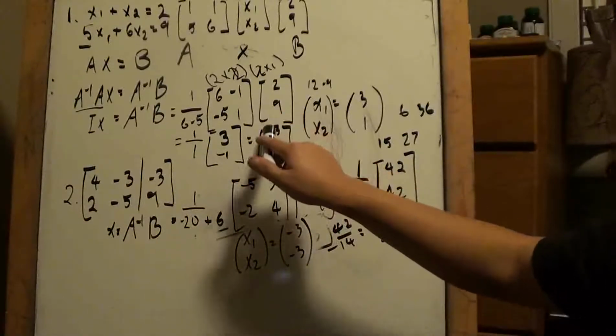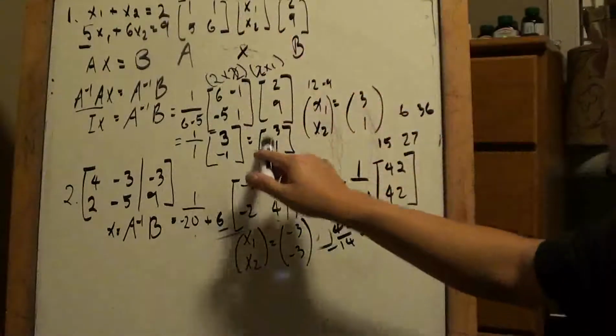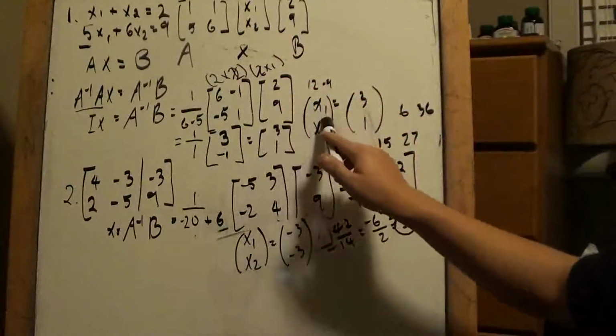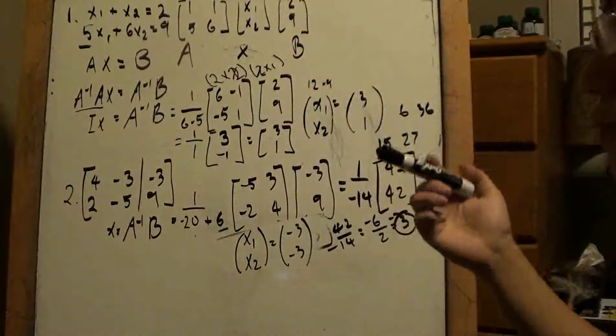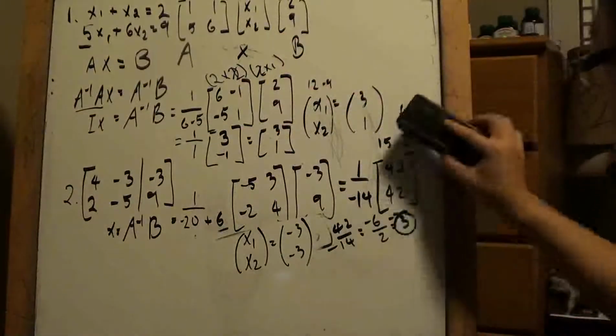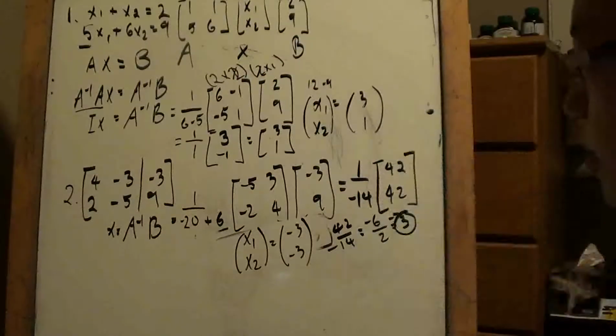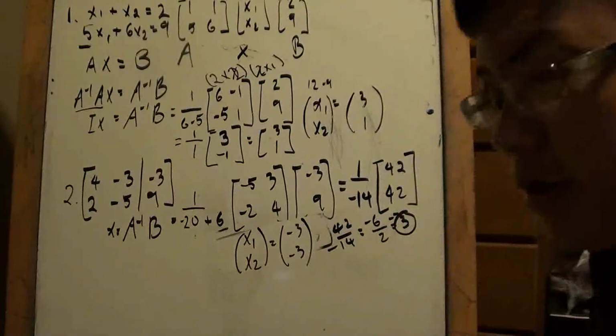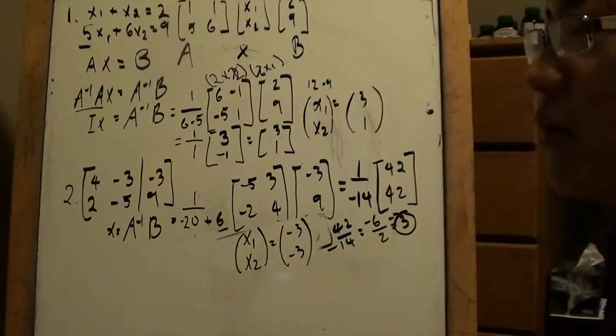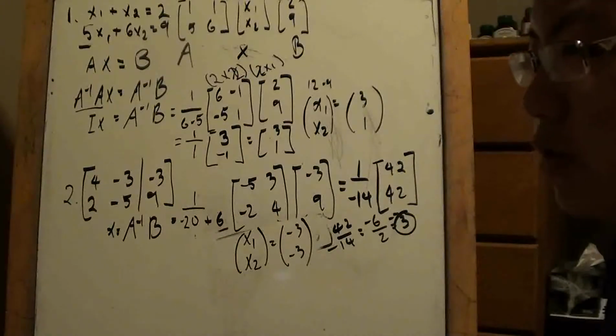The first one has to be x1, and the second one is x2. So we can summarize our answers this way: x1 is 3, x2 is 1. Pretty simple stuff, right? Ignore these numbers, that's for question 2. Nothing too difficult, just get familiar with it. It gets not harder, but more tedious as we go to other questions.